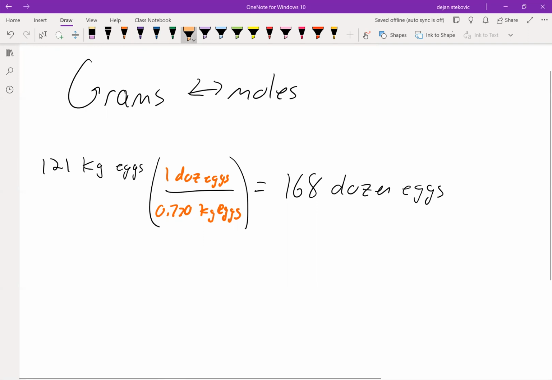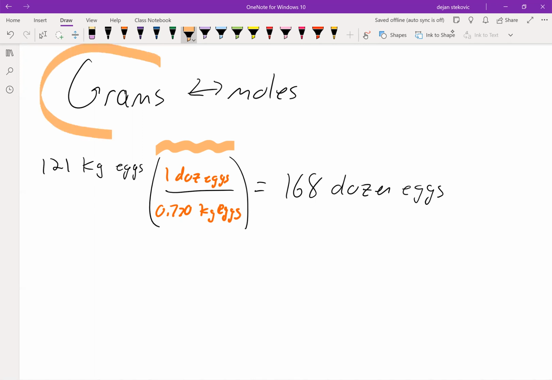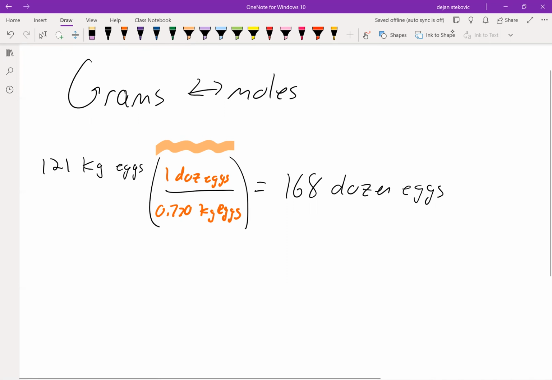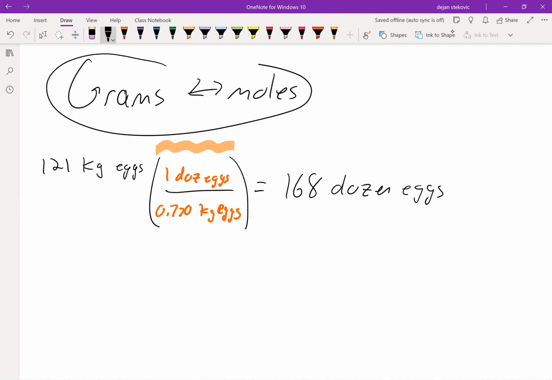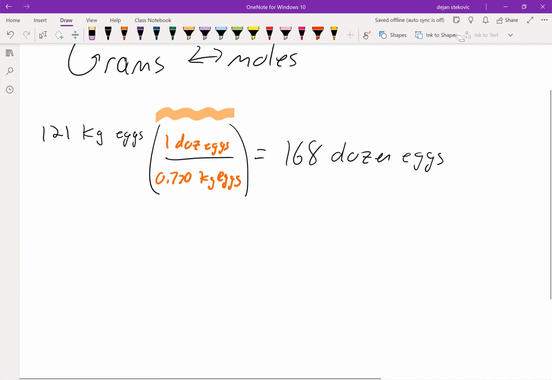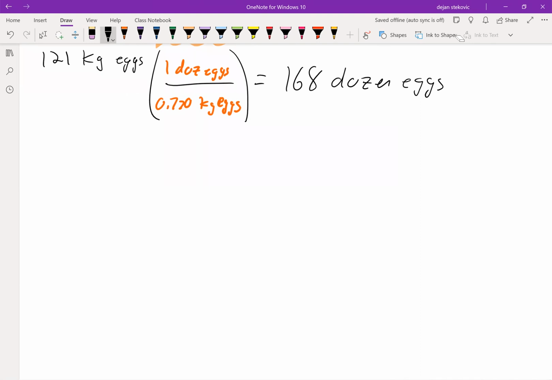And so you can see the key step here is converting from a number, a dozen, to the mass of something. And so that's what we're going to do here. We're going to go from grams to moles and vice versa. That's the same thing that we're doing right here with dozen, right? Mass to dozen, dozen to mass. Here, grams to moles, moles to grams. So let's take a look at an example.